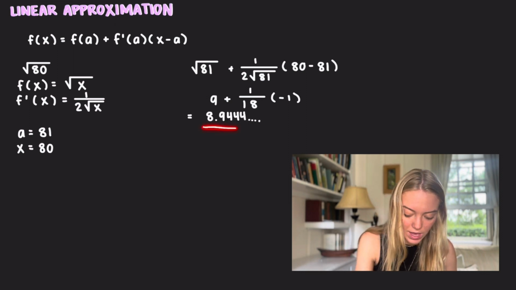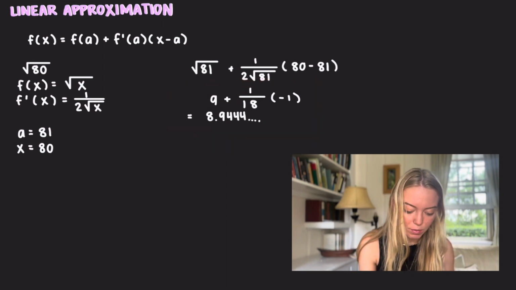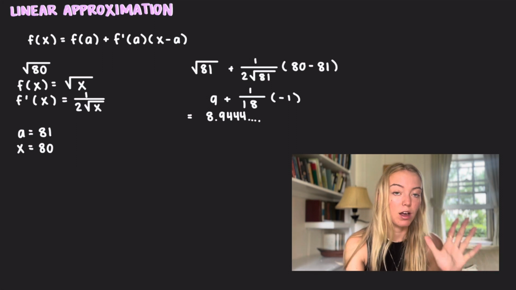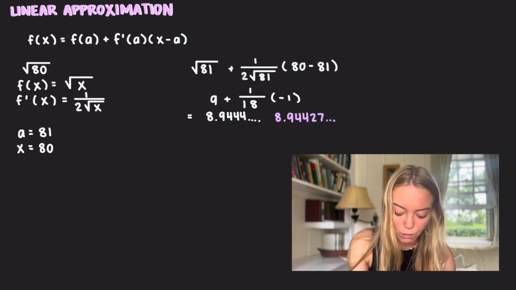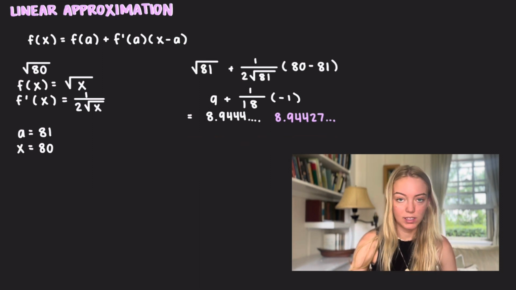that's going to equal 8.94, 4 is repeating. This is our linear approximation for the square root of 80. But if we actually plug root 80 into the calculator, we're going to get 8.94427. Again, really cool stuff here.